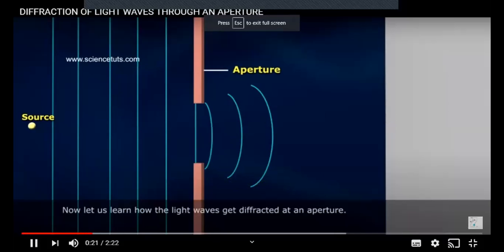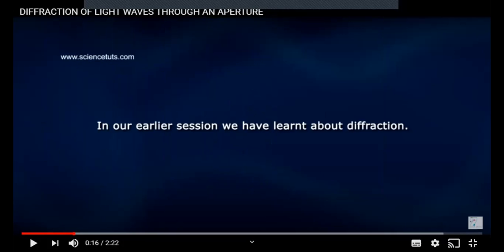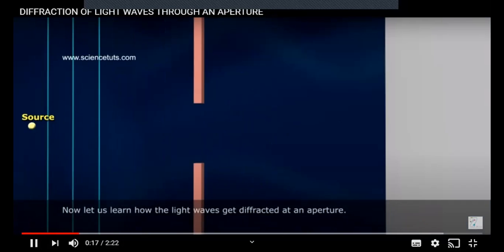Diffracted at an aperture. So guys, can you see over here? These are your plane wavefronts. Is everyone able to see the screen? Yes, sir. Everyone is able to see the aperture. Everyone is able to see the plane wavefronts, right? So now see very carefully, guys. When these plane wavefronts fall over the aperture, see what will happen.